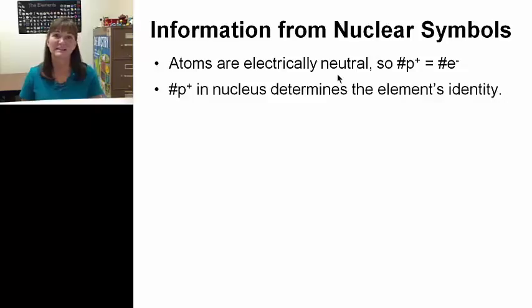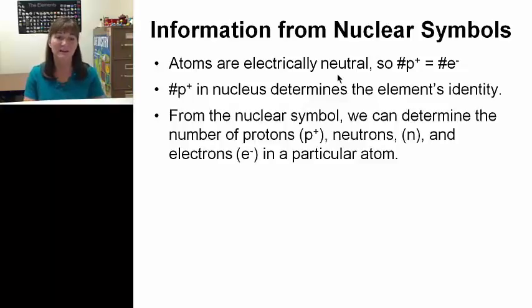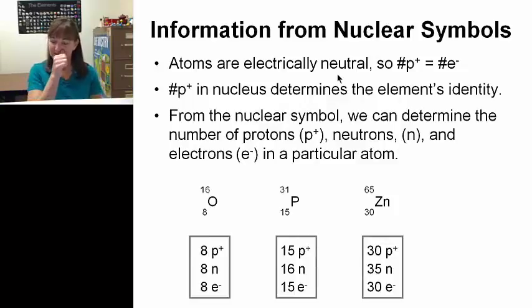The number of protons in the nucleus is going to determine the identity of the element. So, for example, on the previous slide, when I said the atomic number for sodium was 11, it has 11 protons. If I tell you an element has 11 protons, you're going to know it's sodium, because it's the number of protons that identifies what element we're talking about. From a nuclear symbol, we can determine the number of protons, neutrons, and electrons for an atom. So here's a couple examples. If I gave you this nuclear symbol for oxygen, I'm telling you that it has 16 protons plus neutrons. And down here in the lower left-hand corner is the atomic number, which stands for the number of protons.